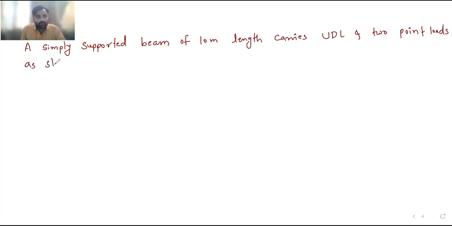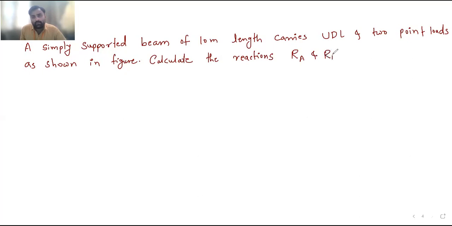Now the figure is given to you as shown in figure. Calculate the reactions RA and RB. A simply supported beam is given to us. Now I will draw the diagram.